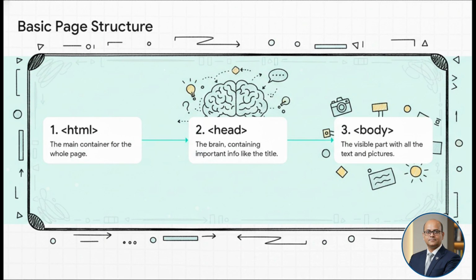Inside this, there are two parts. There is the head. This is like the brain of the page. And then there is the body. This is the part that we can all see with our eyes. All the text and pictures are put inside the body.